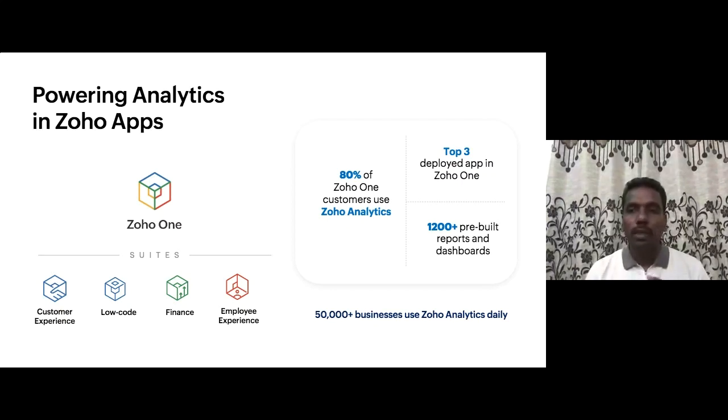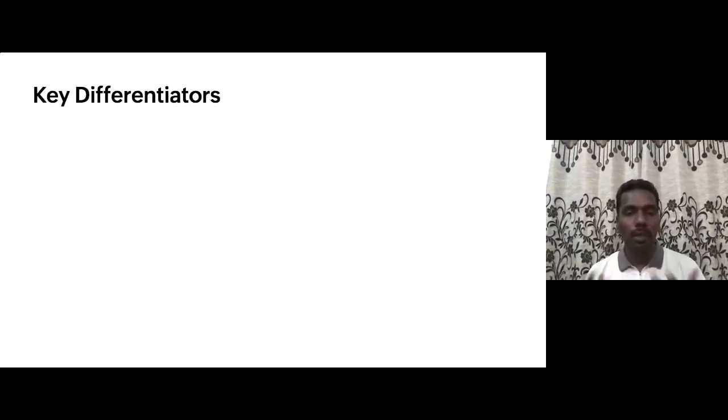I want to spend a few minutes on our key differentiators. How do we really differentiate ourselves from the core competitors in the BI and analytics marketplace? The first important differentiator is what we call unified business analytics. I talked about business apps analytics.